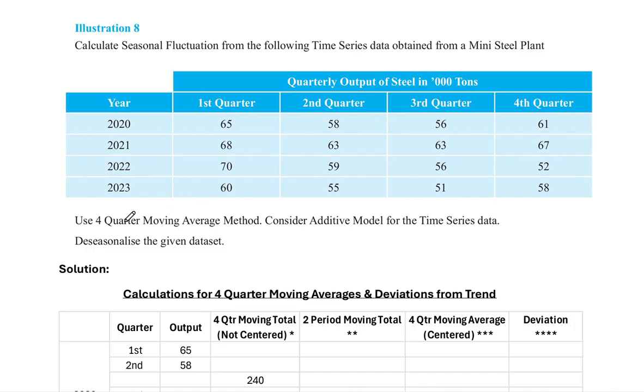Now, we need to find out 4-quarter moving average, then find trend value which is centered, and finally calculate deviations from the trend. Now you might be thinking why we are doing all these. So simple reason is we are trying to separate trend from the actual data, because actual data is trend plus seasonal effect plus random changes. So first we remove trend, then we understand the seasonal behavior. Let's start step by step.